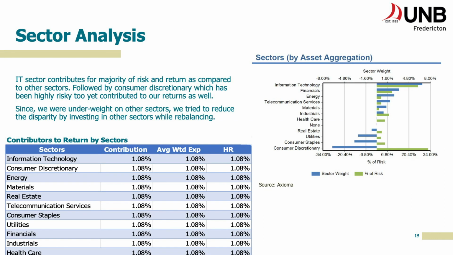Our portfolio has been overweight on IT and consumer discretionary, which, though highly risky, have contributed to most of the risk. Since we were underweight on other sectors, we tried to reduce this disparity by investing in other sectors while rebalancing.